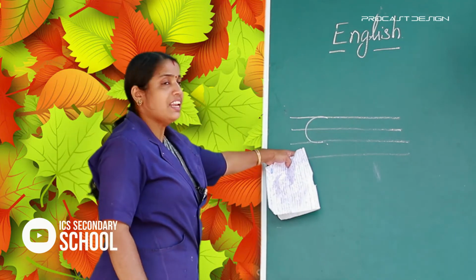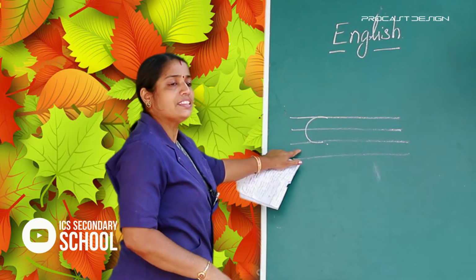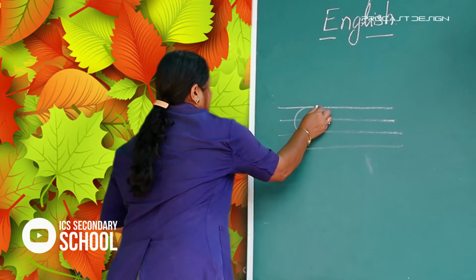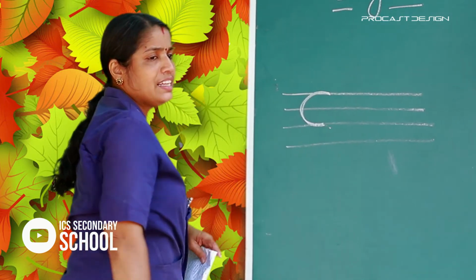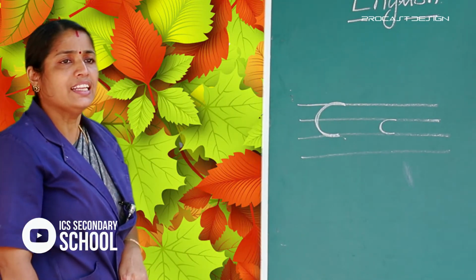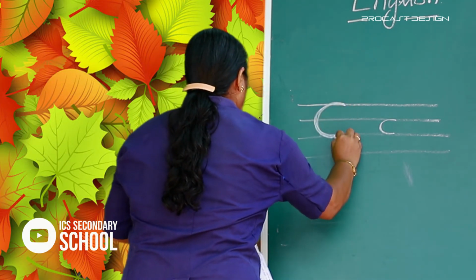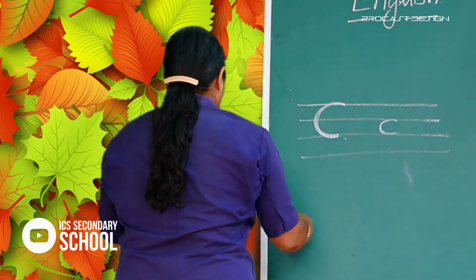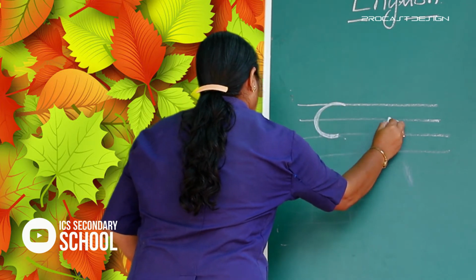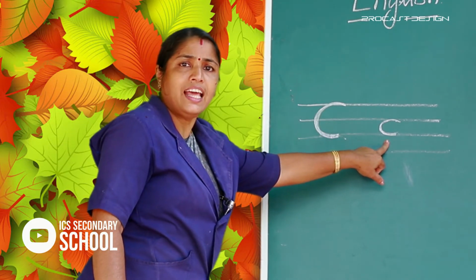Do you remember this letter? Okay, very good. Which letter is this? Say. Yes, C. Capital letter C. This letter. Small letter C. Capital letter C and small letter C.